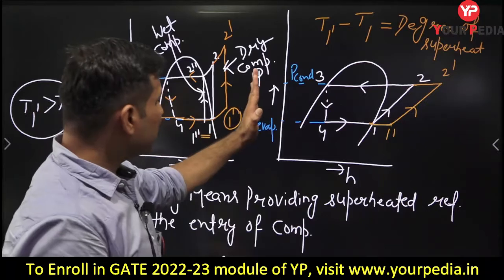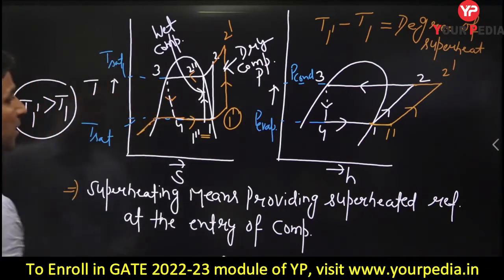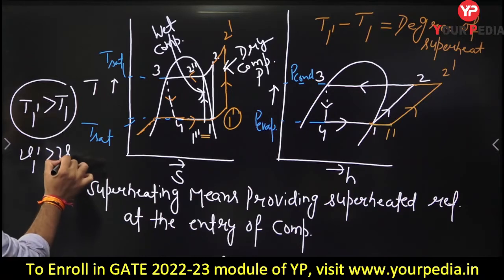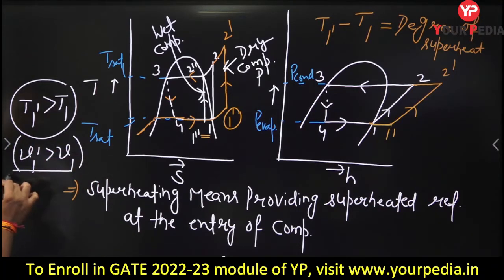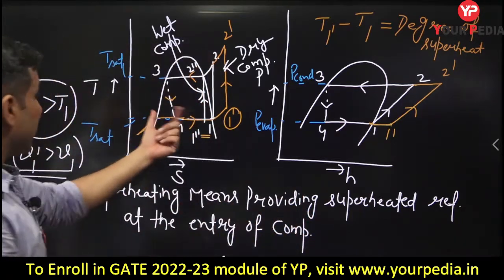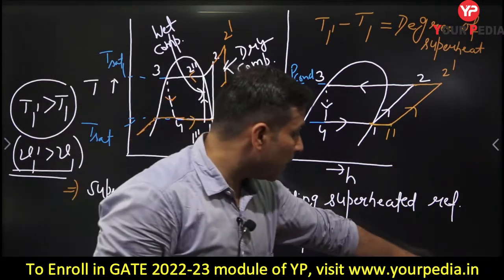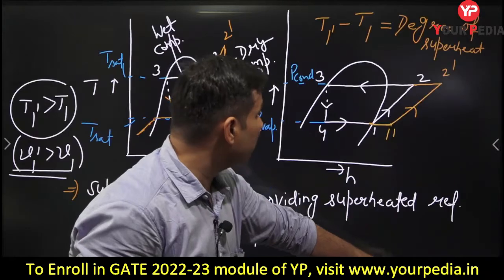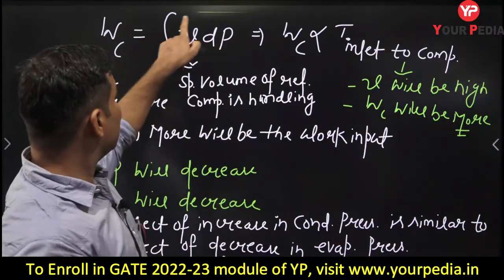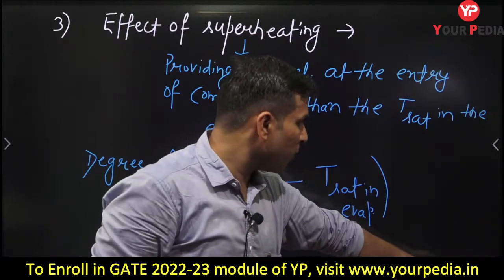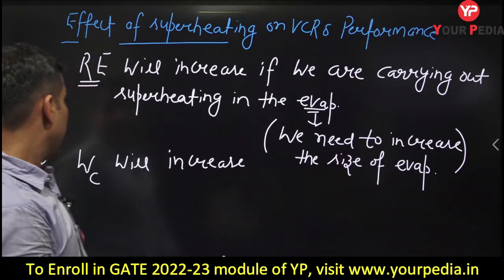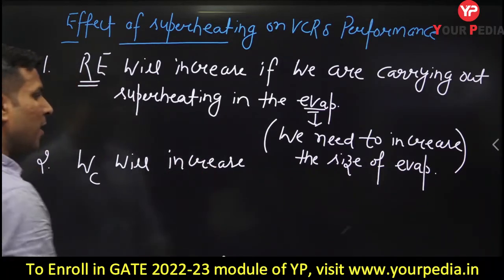So when high temperature refrigerant is entering, the specific volume V1 dash will be more than V1. Yes or no? The specific volume of the refrigerant entering into the compressor will be more than the initial case. So when the specific volume entering the compressor is more, since the compressor work is minus VdP, the compressor work will increase. So from this you can conclude, by carrying out the superheating, the WC will increase. WC क्या करेगा आपका? It will increase.